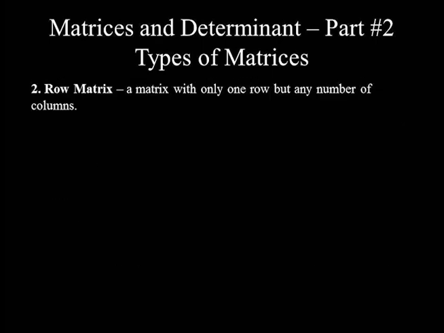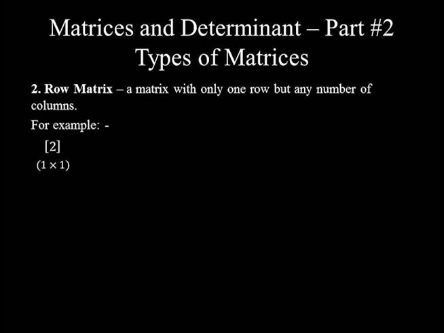The second type of matrix is the row matrix, which is a matrix with only one row but any number of columns. For example, the number 2 inside a square bracket is a row matrix because it has only one row. By the way, it can also be a column matrix because it has only one column. Thus, a matrix with an order 1 by 1 can be considered as a row matrix as well as a column matrix.